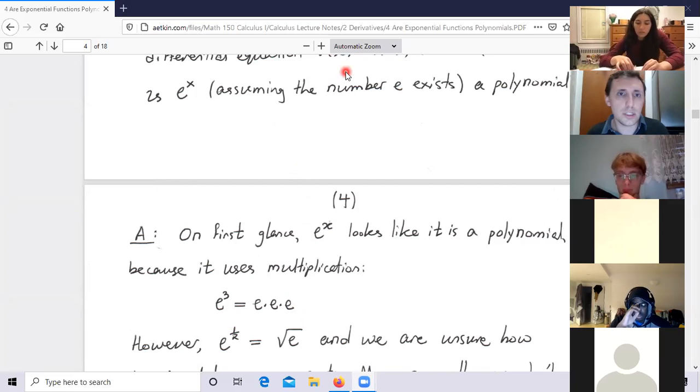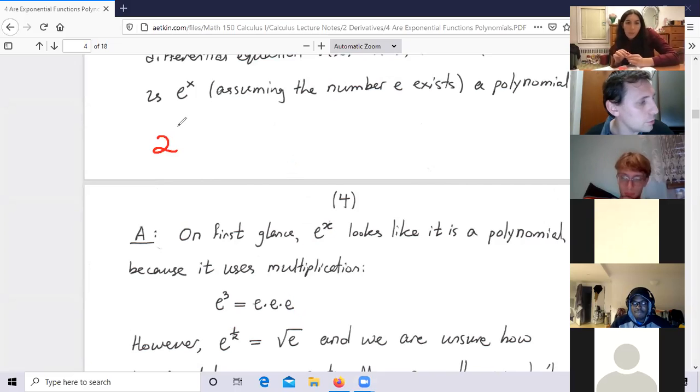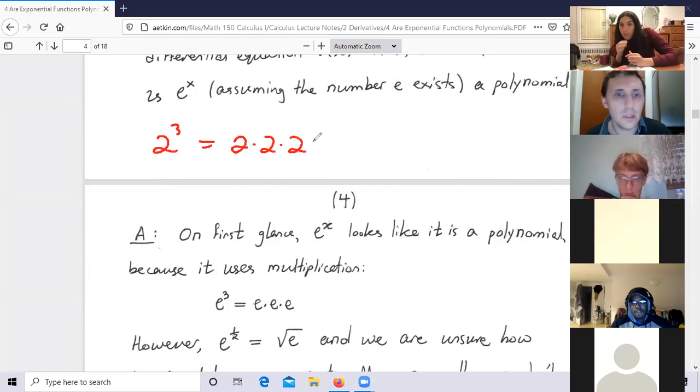Do you understand what this means? Let's say if I ask you to calculate 2 cubed, do you understand what that means? That means that's something that you can calculate. It's 2 times 2 times 2, correct? You can do that. That's 8. Good.